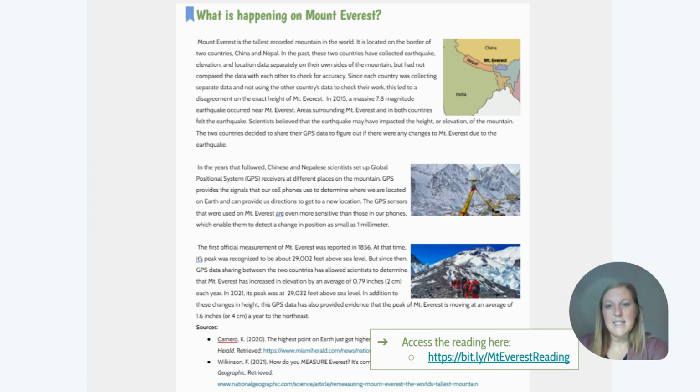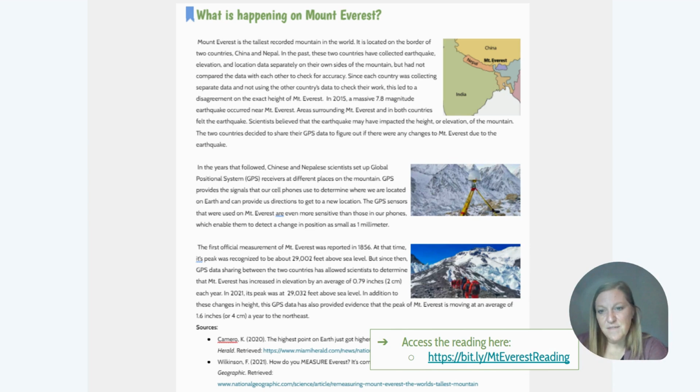Mount Everest is the tallest recorded mountain in the world. It's located on the border of two countries, China and Nepal. In the past, these two countries have collected earthquake, elevation, and location data separately on their own sides of the mountain, but they had not compared the data with each other to check for accuracy. Since each country was collecting separate data and not using the other country's data to check their work, this led to a disagreement on the exact height of Mount Everest.